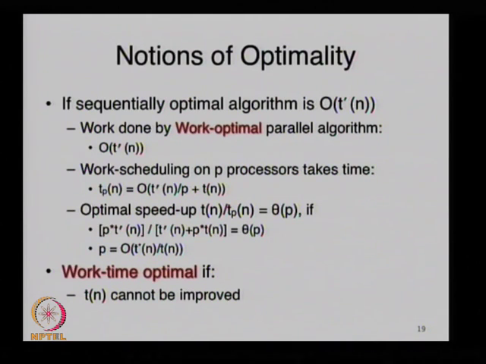If you schedule it on p processors, now if you only have p processors, then t sub p of n is the same as before, right? There's nothing new here. T prime n over p plus t of n. And how will you get the best speed up? You know the time you are taking, which is t sub p of n. You know the time that the best sequential algorithm would have taken, which is t prime of n. Their time divided by your time is the speed up.